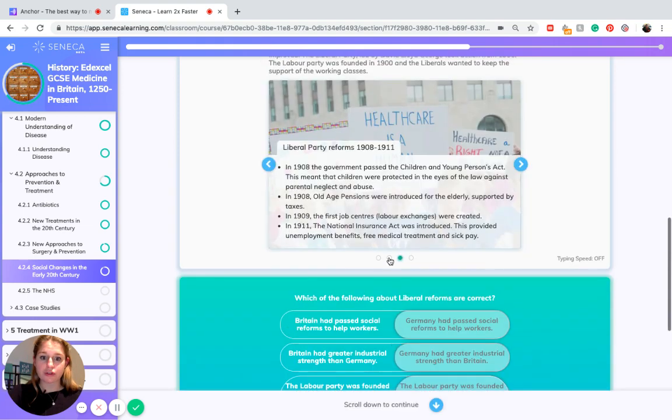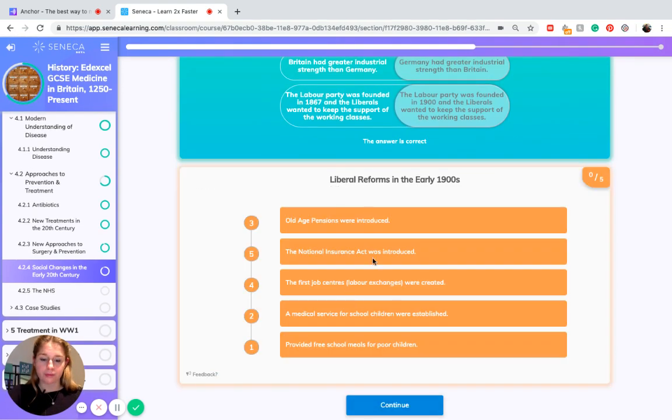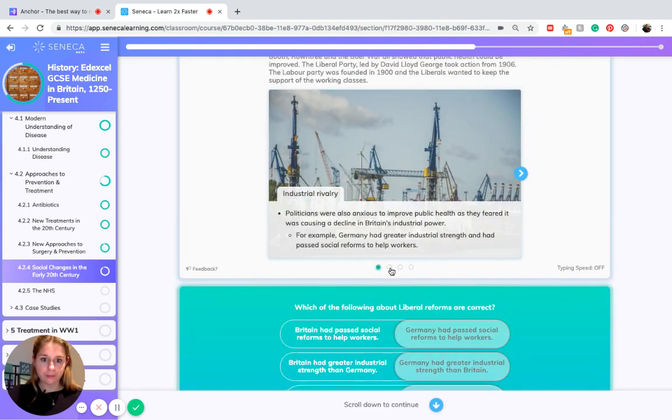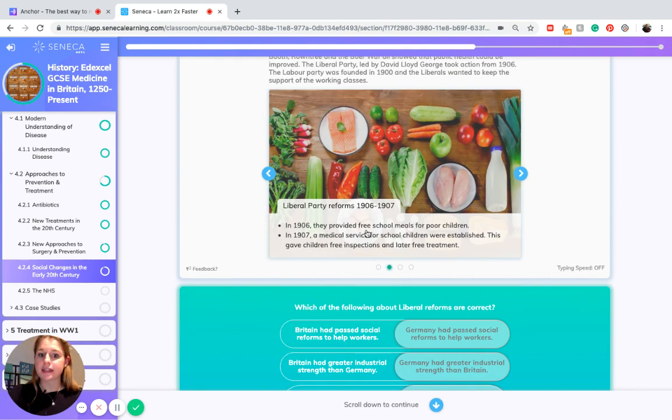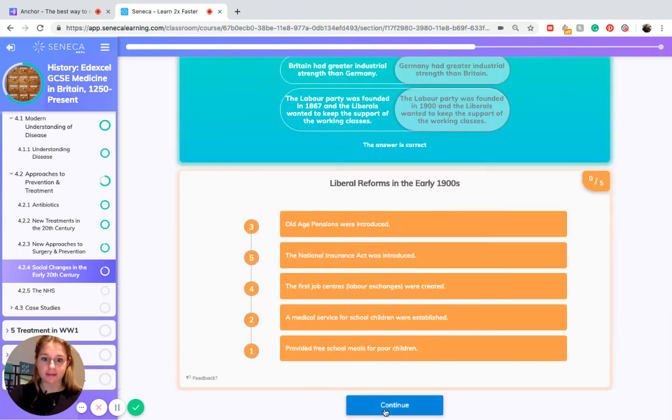So if we just want to recap on what we've learned, we know that first of all, there was 1906, the free school meals. Then there was the medical service for school children. Then in 1908, there was the Children and Young Persons Act. There were also old age pensions, which were introduced for the elderly, supported by taxes. Then in 1909 we had the first job centres, and in 1911 the National Insurance Act.